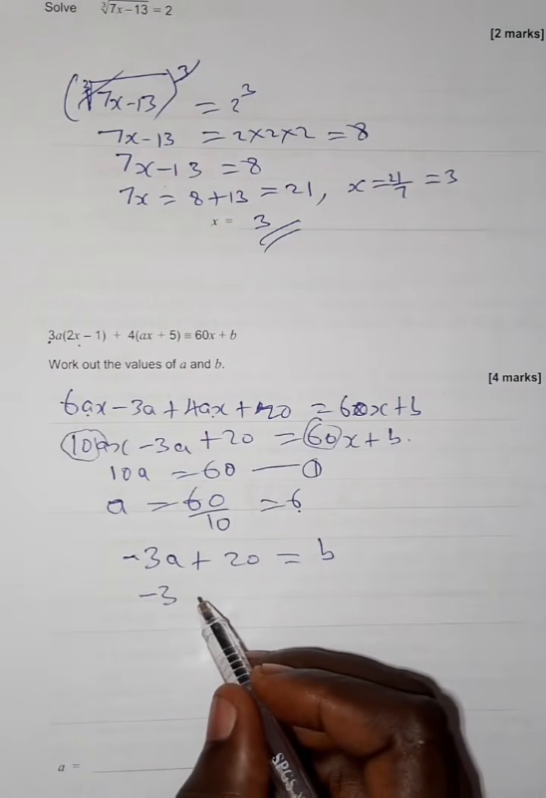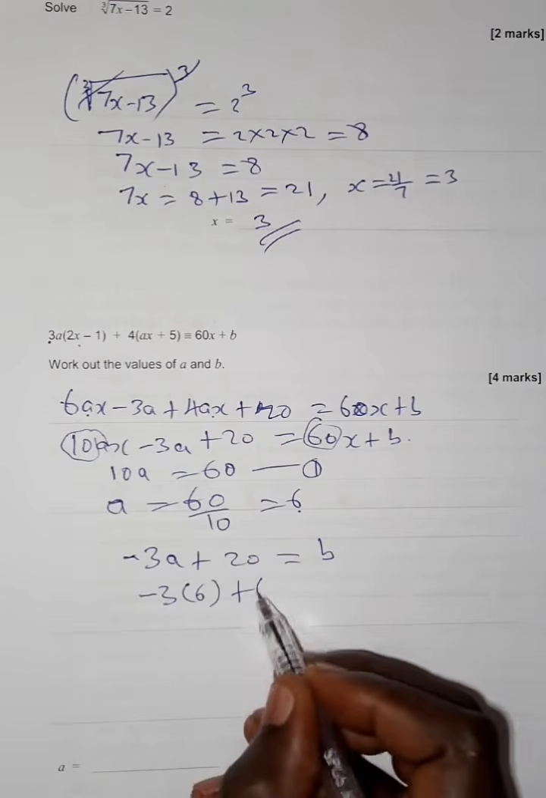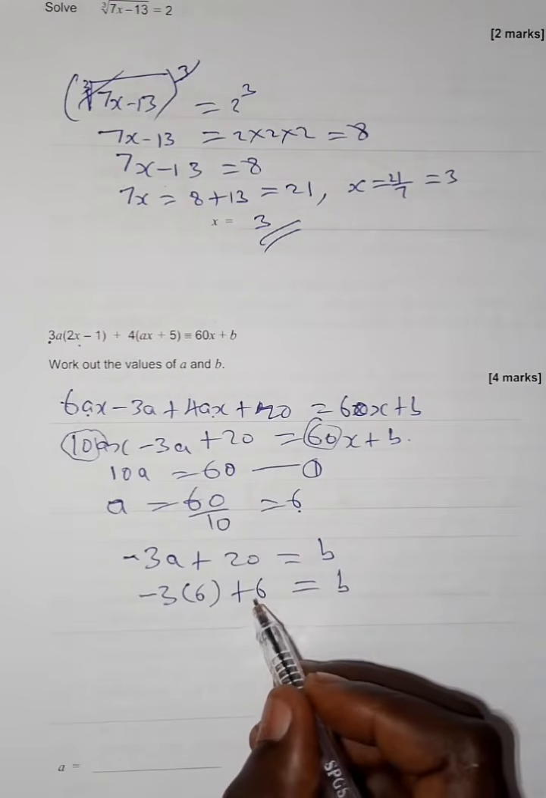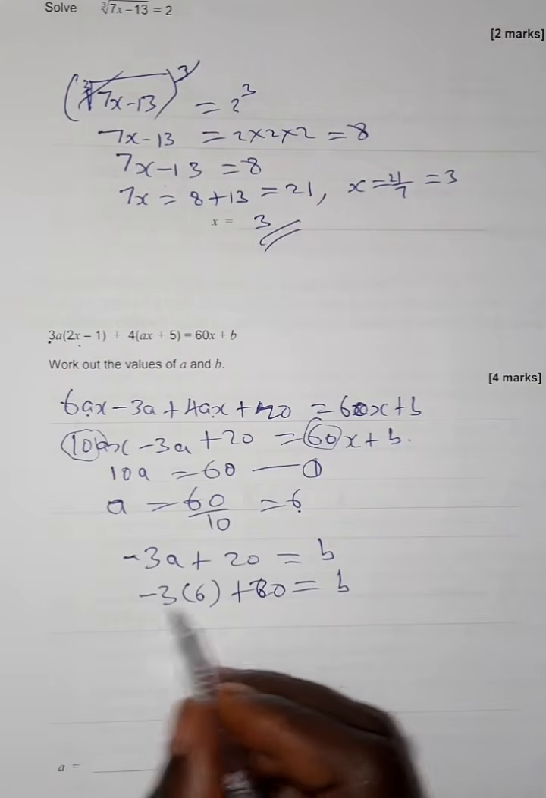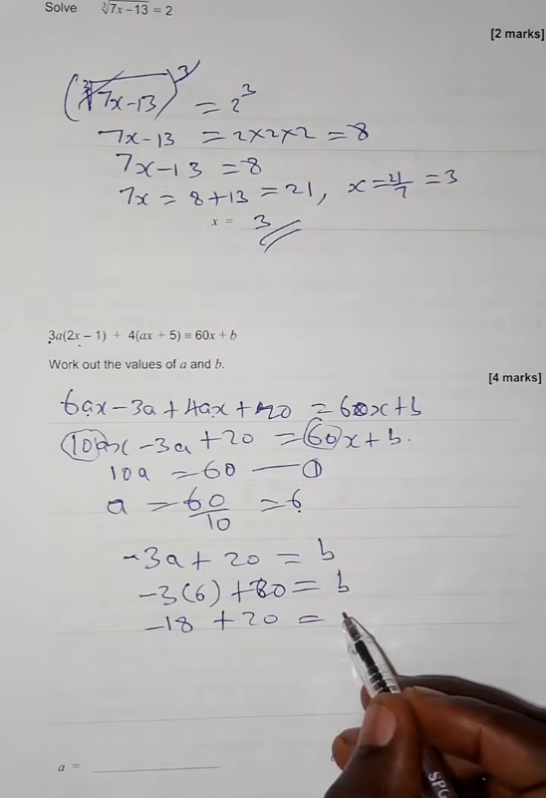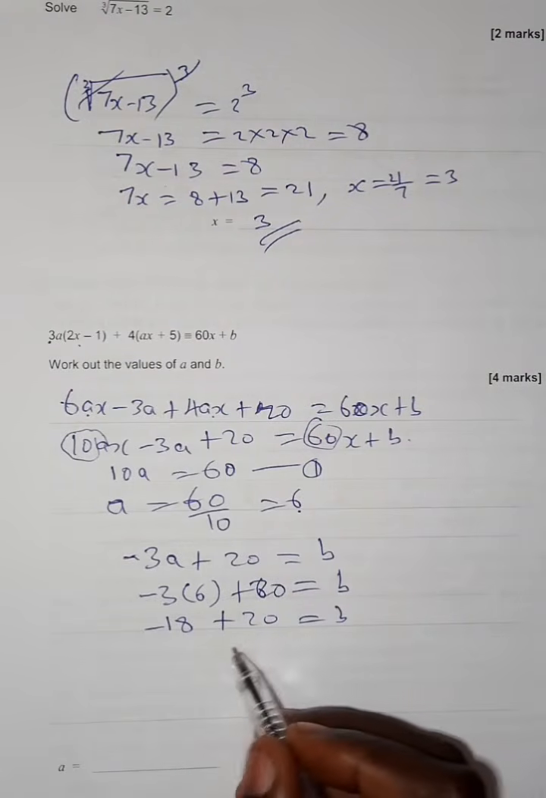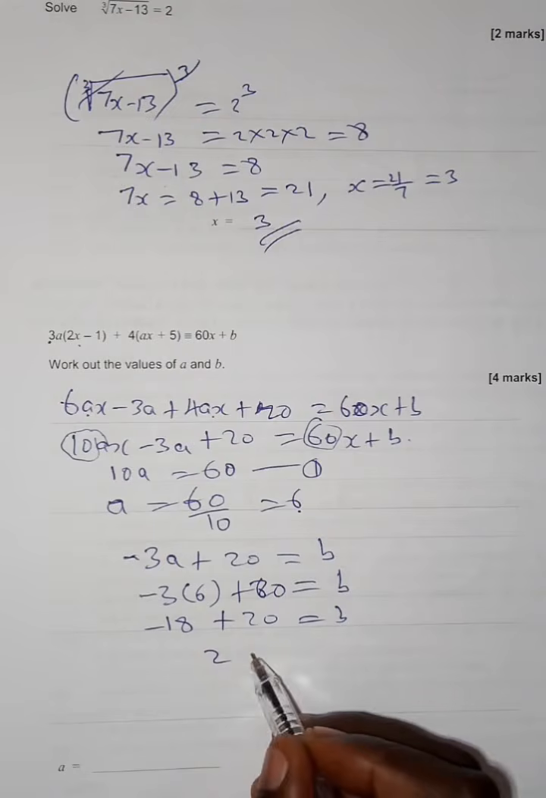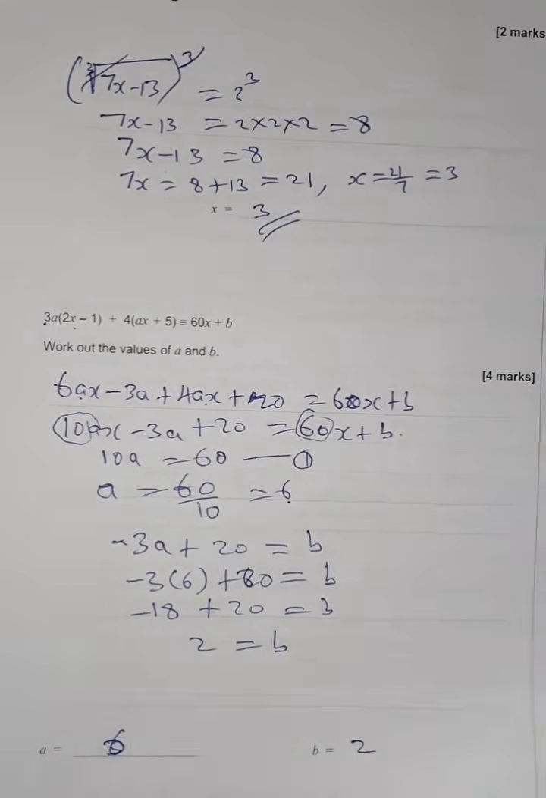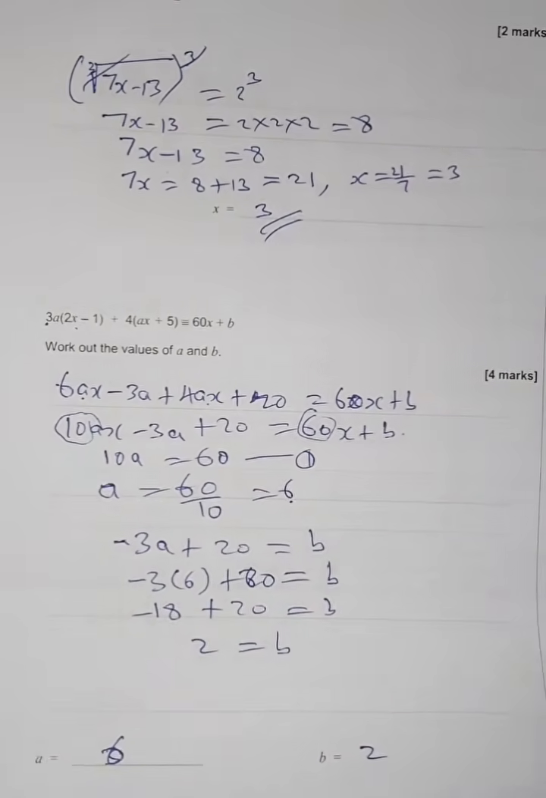So we'll have minus 3 in bracket 6 in bracket plus 20, all equal to b. Now this is minus 18 plus 20 equal to b. So in this case, this plus this will give us 2 equals to b. Therefore a is 6, and b is 2. So this is how you solve these GCSE maths questions. It's actually pretty simple and fun. All right, let's go to the next one.